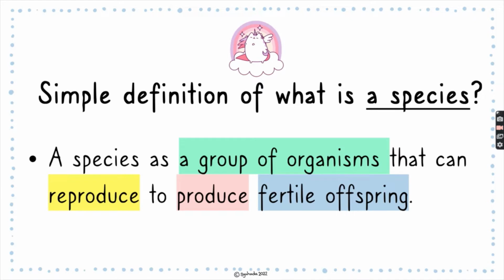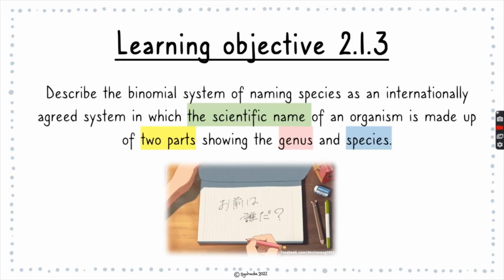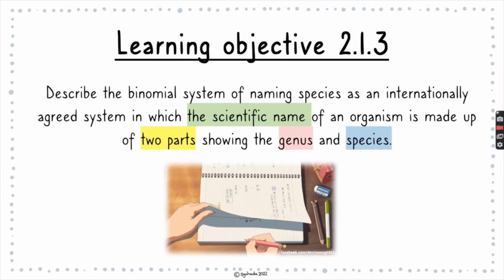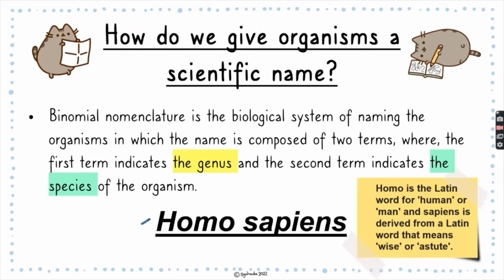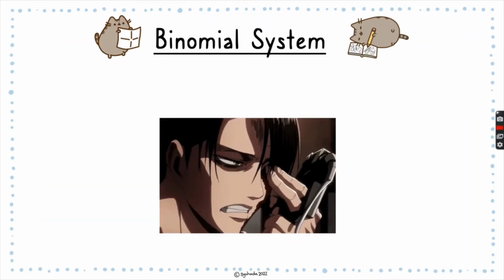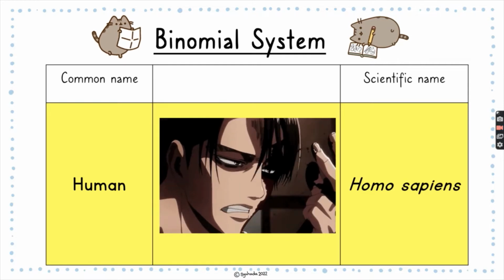Species can be defined as a group of organisms that can reproduce to produce a fertile offspring. The second learning objective was 2.1.3, and this was to describe the binomial system of naming species. What we had to learn was that we use the genus name and the species name to give scientific names of organisms. For example, here, Homo is a genus, and sapiens is a species name. And therefore, the common name is humans, but the scientific name is Homo sapiens.